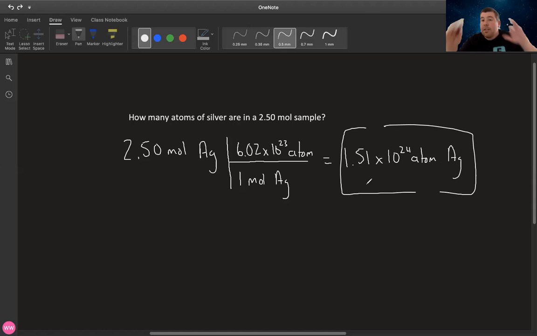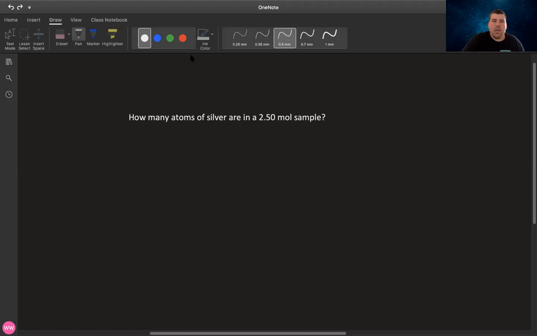Now, significant figures, wherever you're at, the easiest way to do this is the amount that you start with, which is 1, 2, 3, is the amount that you end with, 1, 2, 3. So let's go ahead and try another one here.